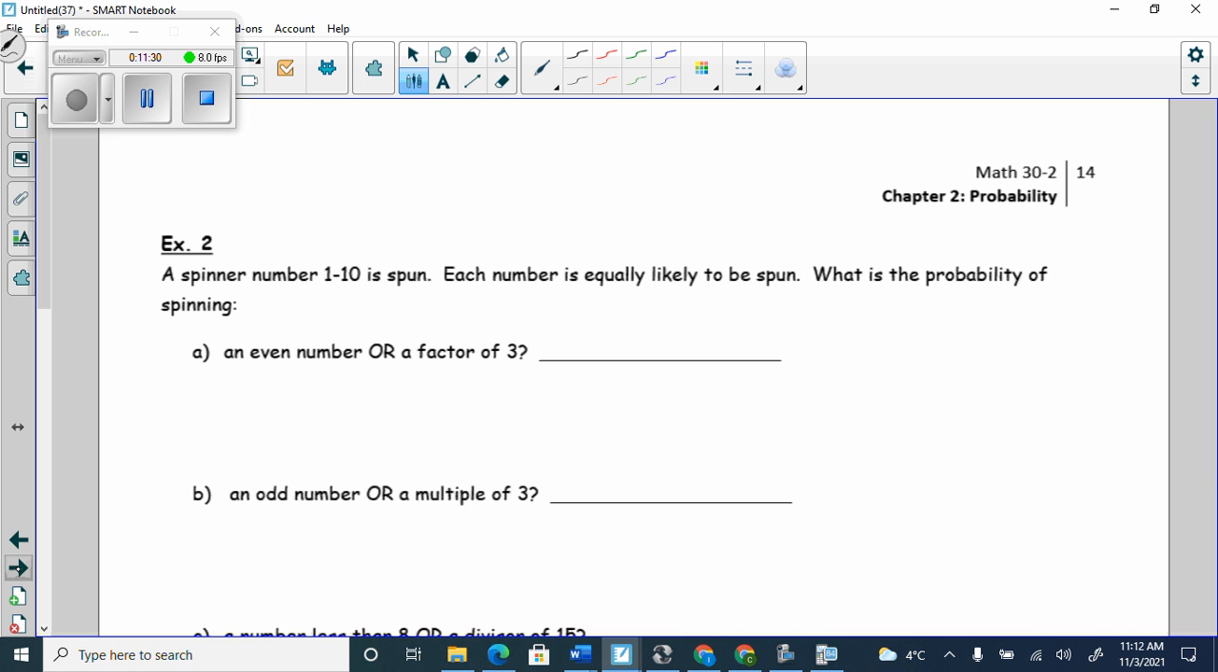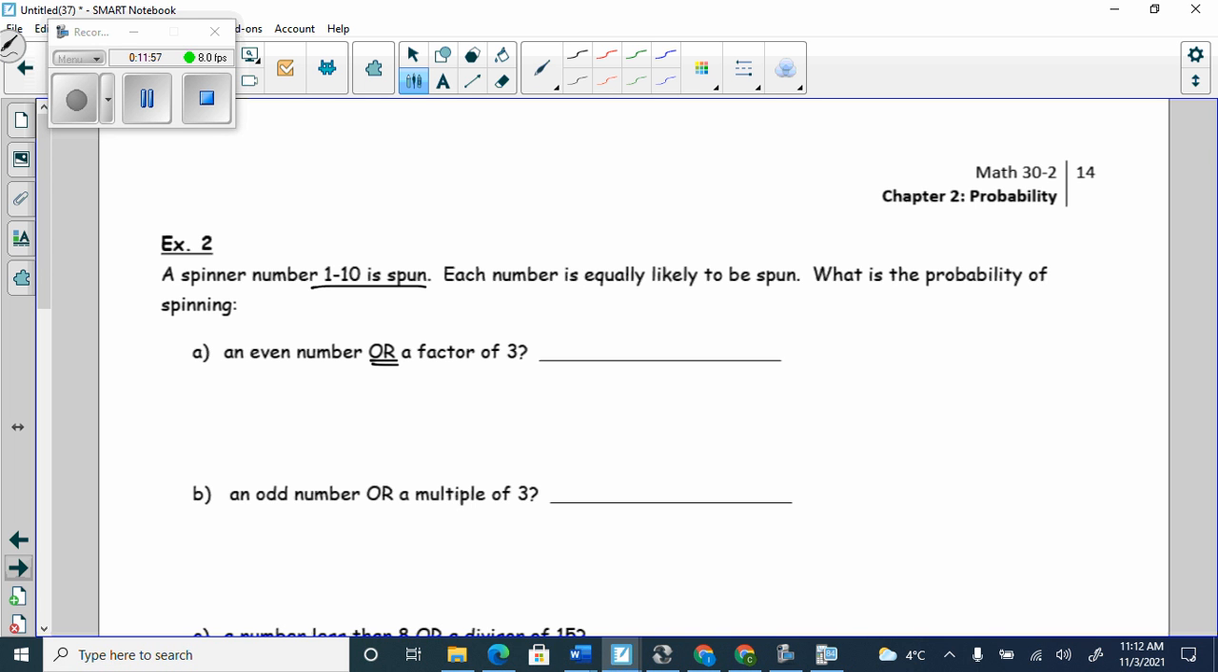I want you guys to try these ones. You're first going to have to decide, when there's the or in between, if they're what? Mutually exclusive, which means I subtract nothing off because there's no overlap. Or not mutually exclusive, and I subtract the overlap off because I'm counting it twice. Correct? So for every single one of these, it has a spinner being spun 1 to 10. Each number is equally likely to be spun. What's the probability of an even or a factor of 3?